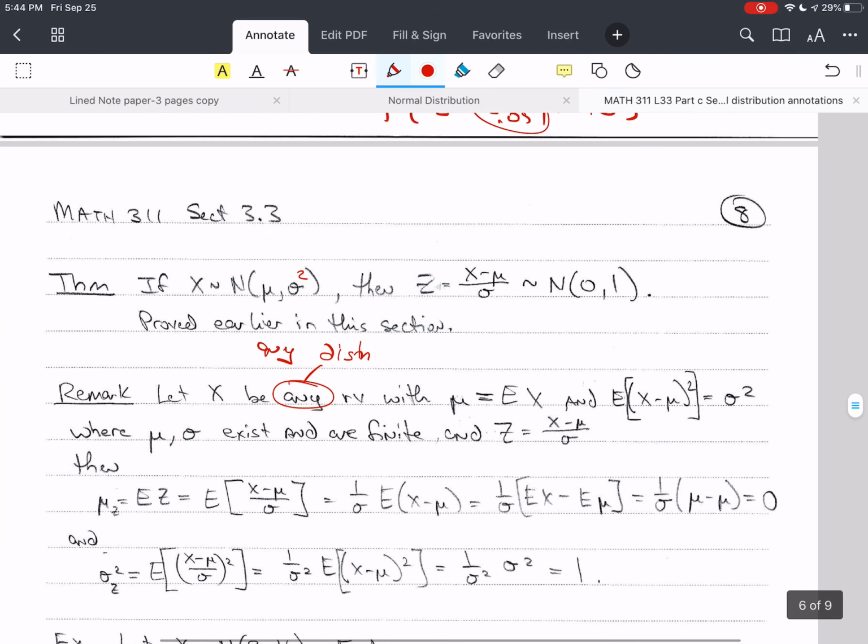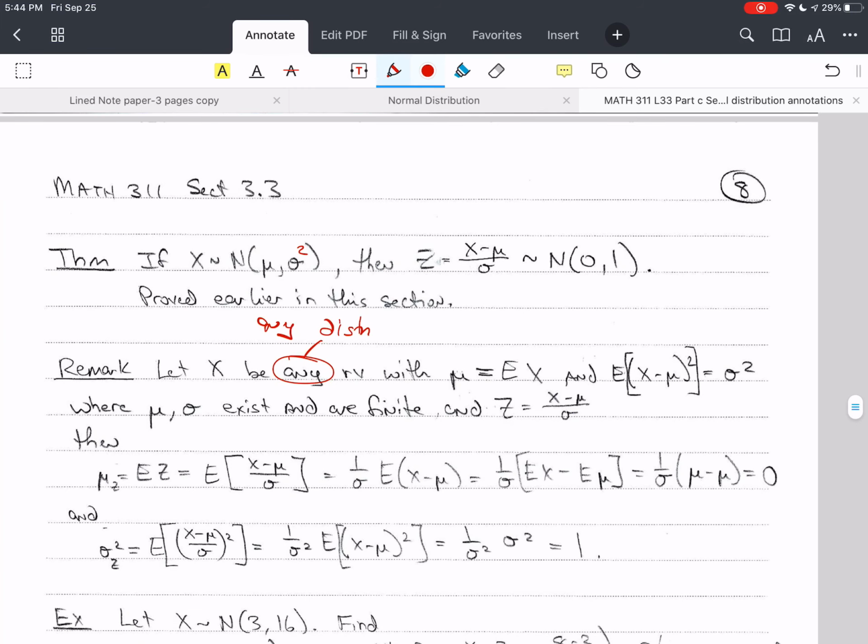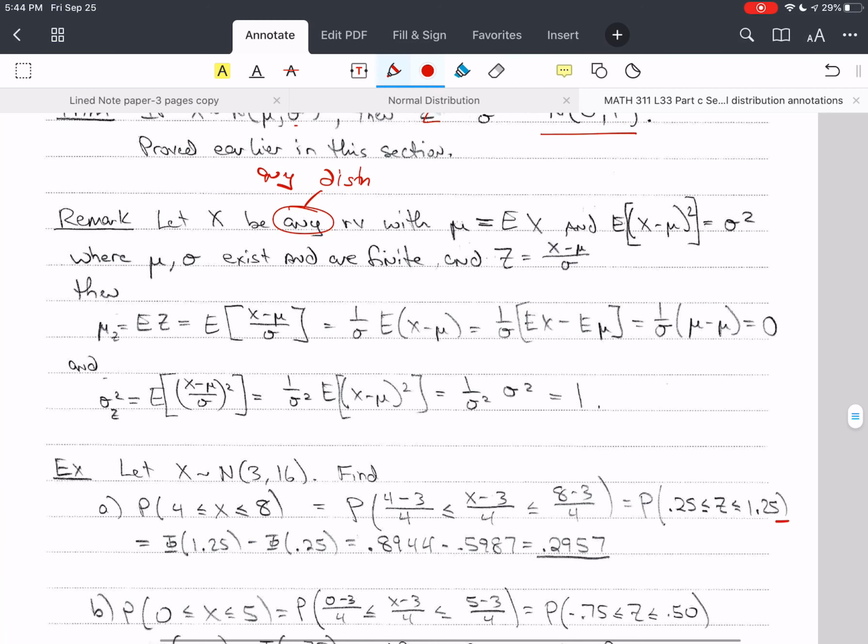So now we're going to look at the theorem, which we've already proved, but it says if X is normal with mu and sigma squared, then Z equals X minus mu over sigma has a normal 0, 1 distribution, so a standard normal distribution. And we did prove it earlier in this section. So here's a remark that goes with that. Let X be any random variable of any distribution, with mu equals E of X, and sigma squared equals E of X minus mu squared. Remember, that's the definition of the variance.